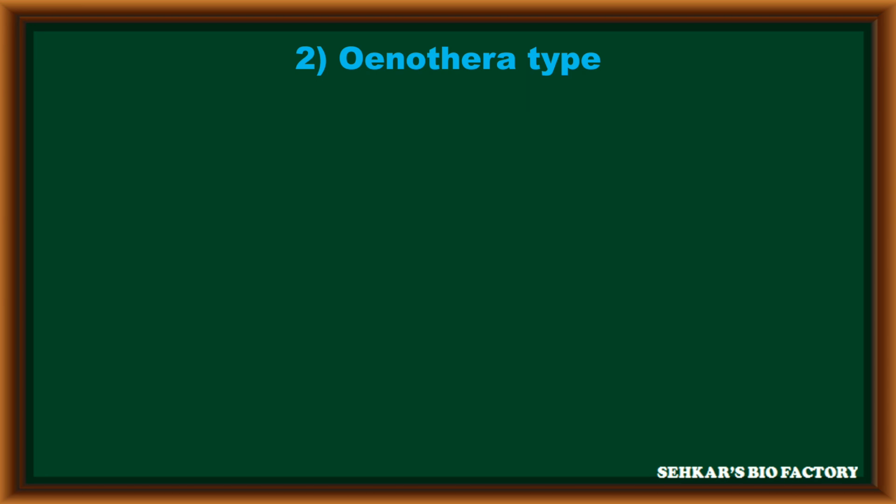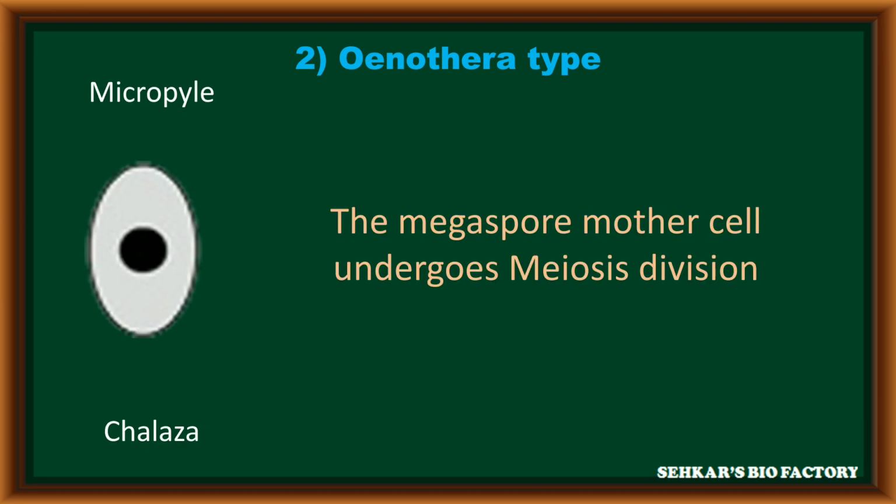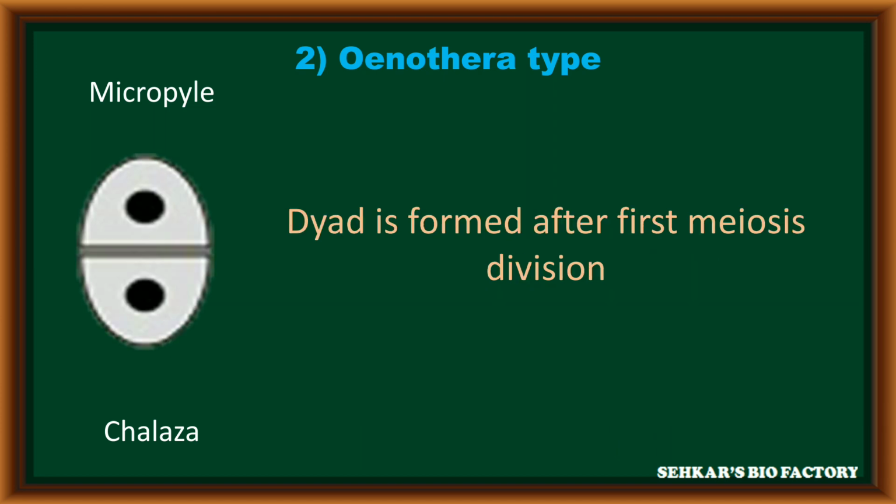In the Oenothera type of embryo sac development, the megaspore mother cell, which is present in the nucellus tissue having a micropylar end and chalazal end, undergoes meiosis division for the formation of haploid megaspores, with megasporogenesis. After completion of the first meiosis division, it forms two cells. Now these are called a dyad.